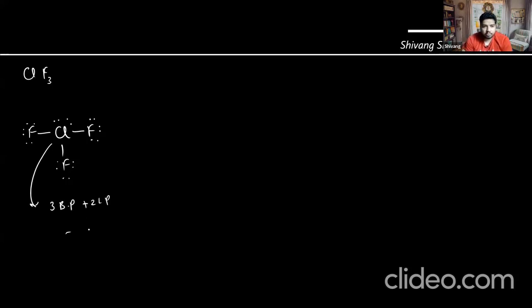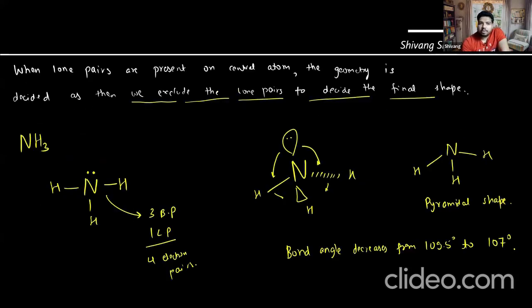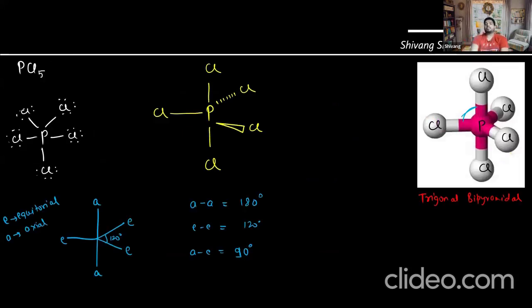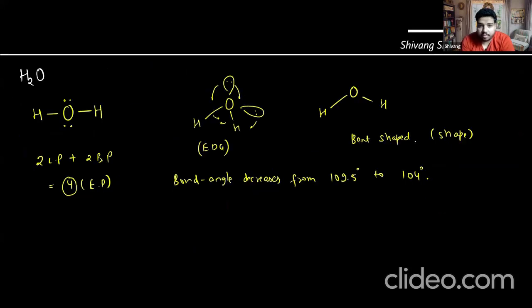Another example is ClF3. Okay, ClF3. When we draw it, it is going to look like this. 1, 2, 3, 4, 5, 6. And then two lone pairs. So a total of 5 electron pairs are there with the central atom. If you check, 3 bond pairs plus 2 lone pairs, total 5 electron pairs. If it is 5 electron pairs, it has to be trigonal bipyramidal. Okay. So let's draw a trigonal bipyramidal.